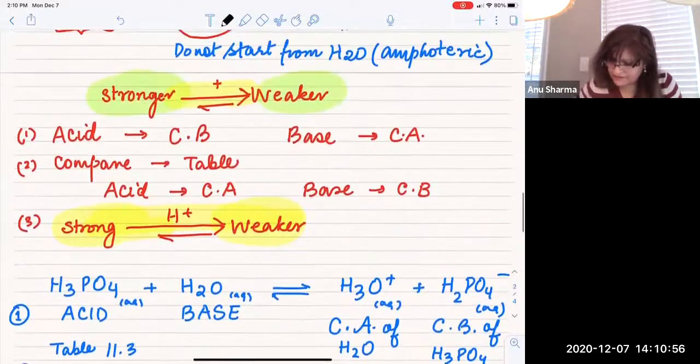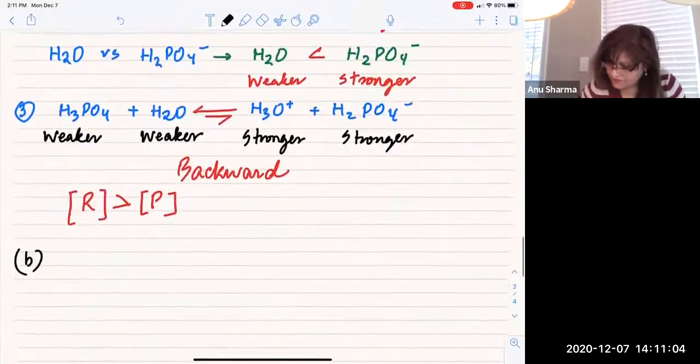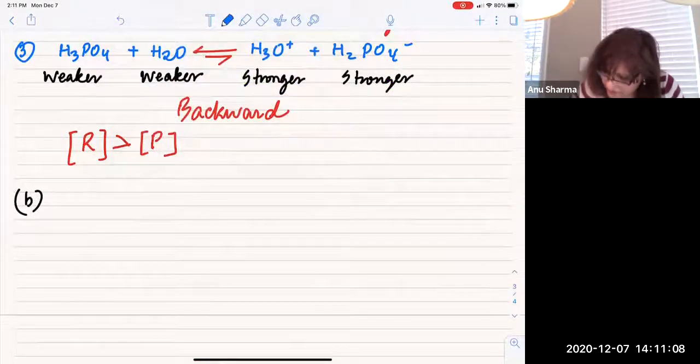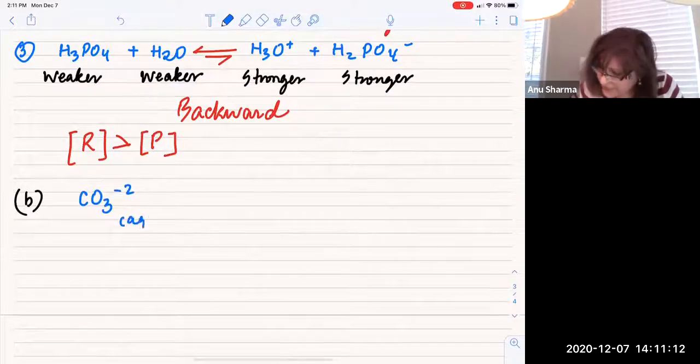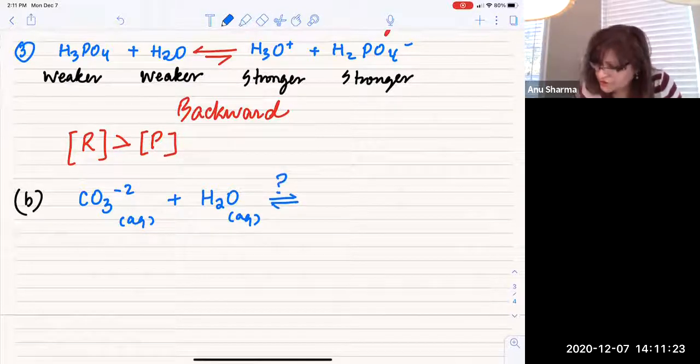This one was part A, and this is part B. Here again, this is the carbonate ion. So here is your carbonate ion, aqueous, reacting with water. Now pay attention to this carbonate ion and water. Water can be acid, water can be base, so don't start with just that. Look at some other identifiers.